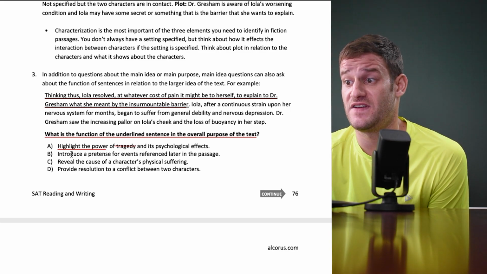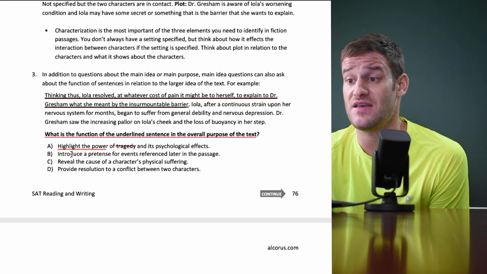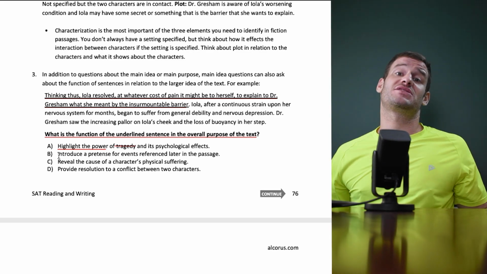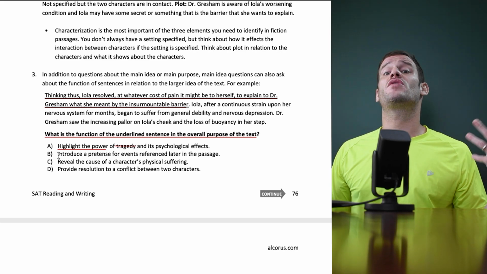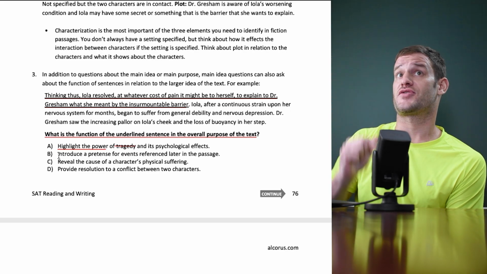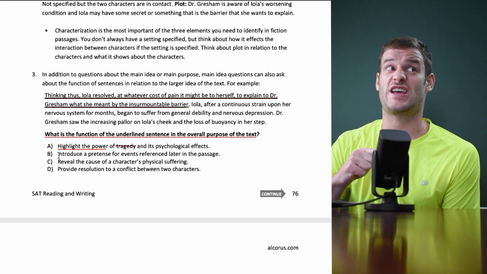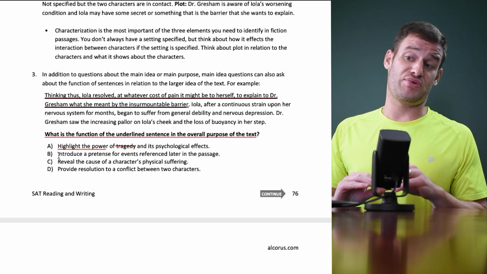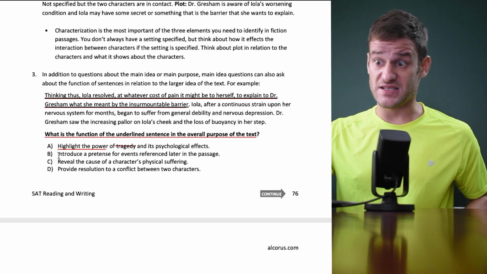Introduce a pretense for events referenced later in the passage. Okay, maybe you don't know the word pretense, and that will happen sometimes on an answer choice. If you don't understand the answer choice, it's always a possibility. Maybe you get lucky and you think, oh, the other three options are incorrect. I don't understand this option. Maybe I can choose it. But right now, if you didn't understand pretense, I would just leave it. We'll come back to that.